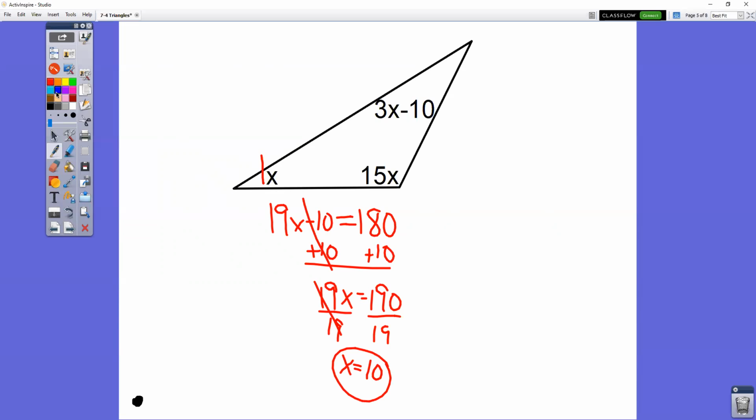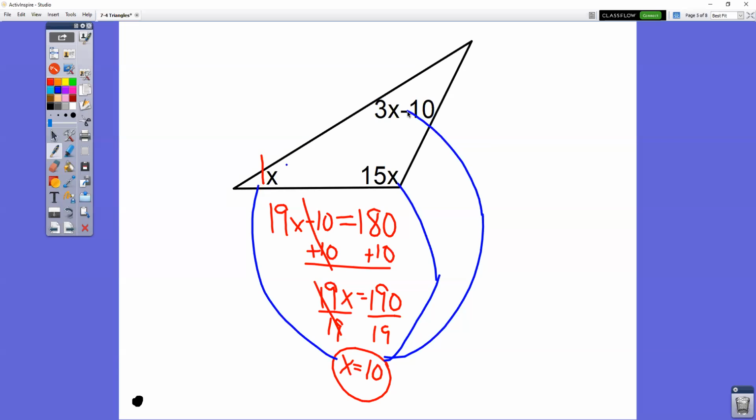Take that 10 and sub it back in. 1 times 10 is 10. 15 times 10 is 150. 3 times 10 is 30, minus 10 is 20. So we have answers of 20, 10, and 150. Always make sure your answer makes sense. 150 plus 20 is 170, plus 10 does give you 180.